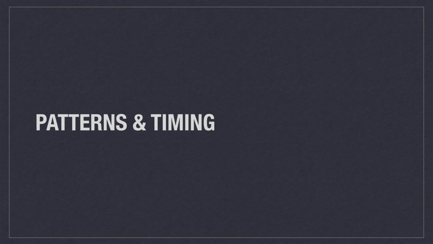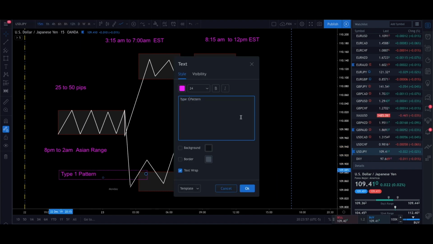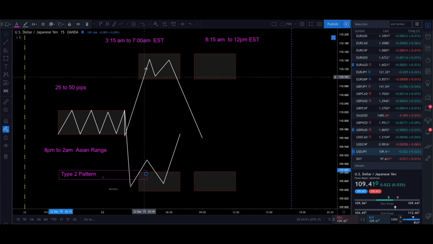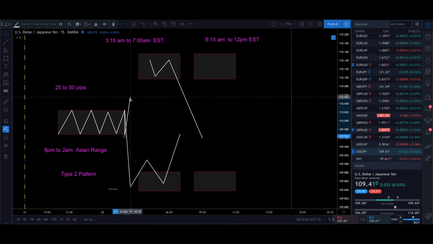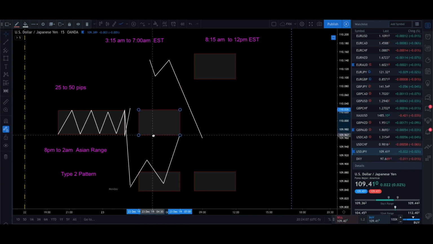So patterns and timing, guys, the two most important aspects of the strategy: patterns and timing. If you can't identify the pattern and you cannot identify it in the right time, you're not going to be able to trade the strategy. Now, the characteristics of a type 2 pattern are very similar. The only differences is we're going to move these boxes down here so I can show you.